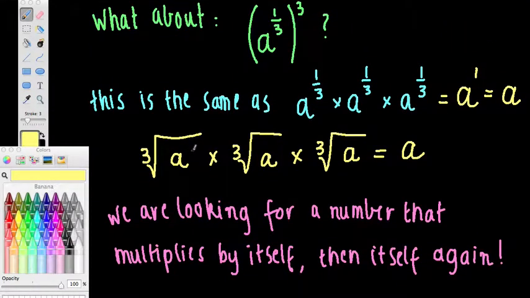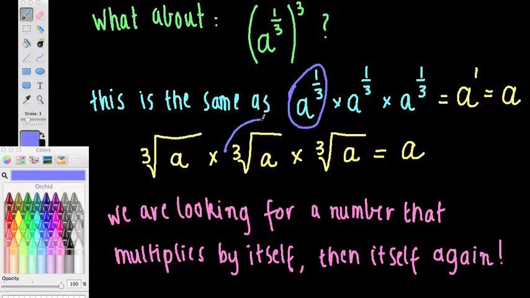So, what does this mean? Well, this means that the cube root of A is actually equal to A to the power of 1 over 3. So exactly what I did before. I'll just use a different colour to highlight this. A to the power of 1 over 3 is equal to this here, the cube root of A.